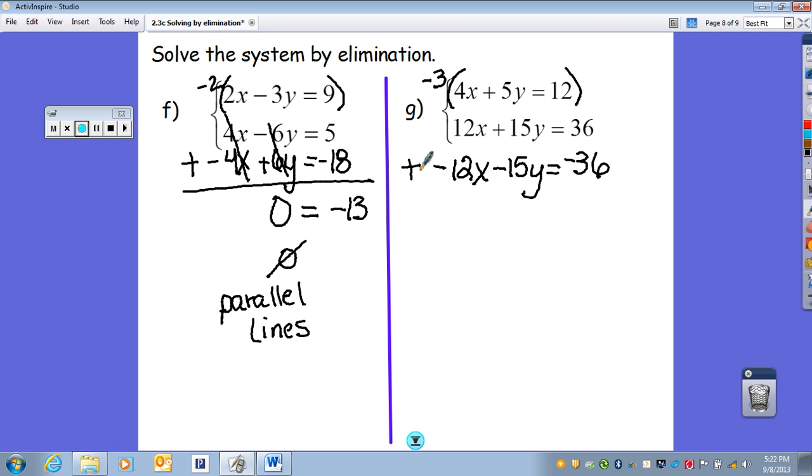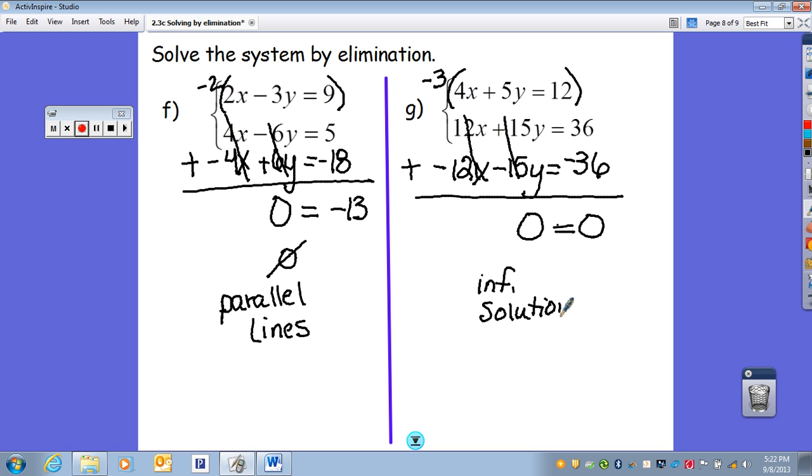Let's add the two equations together. 12x and negative 12x is 0. 15y and negative 15y is 0. 36 minus 36 is 0. Again, the variables have completely dropped out, and a situation you've seen before. Does 0 equal 0? Yes, that is true. That means we have infinite solutions. And if we were to take a look at the graph of this, that means that these are the same line.